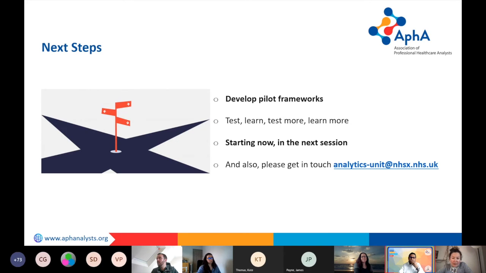And that starts in the next session with the Menti session. But equally, if you are a team that would like to be involved in this initial pilot testing, where it certainly won't be a perfect product, but we want to learn why it's not a perfect product and develop it, please do get in touch with the email address there.